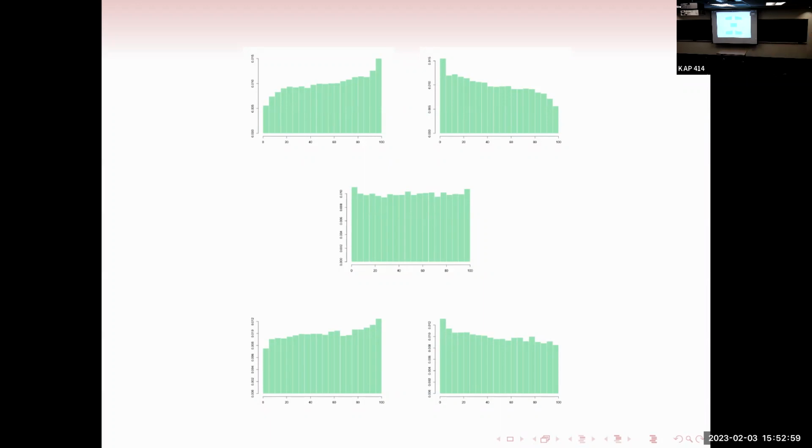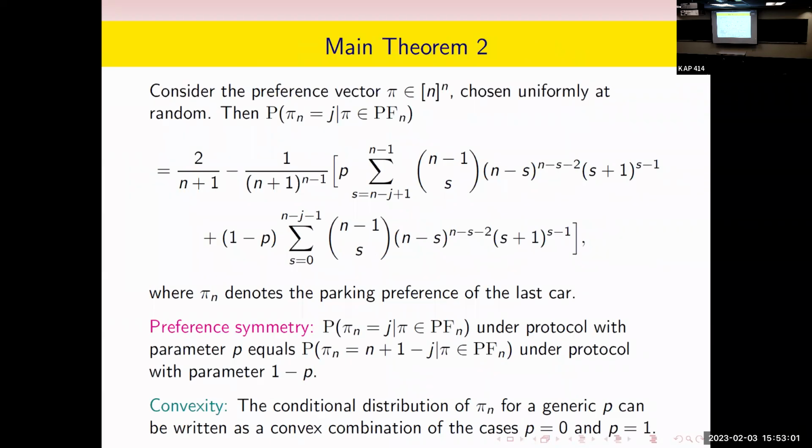Okay. So, and then this is a theorem. It says that the probability of pi n equals j, given that it's a parking function. So conditioning on the preference sequence being a parking function, we wanted to compute the probability the last car prefers spot j, and there is actually an explicit formula. And from the formula, we also notice preference symmetry from before.